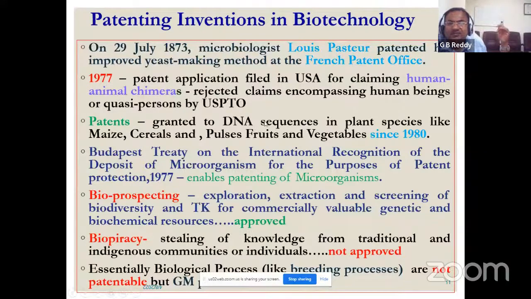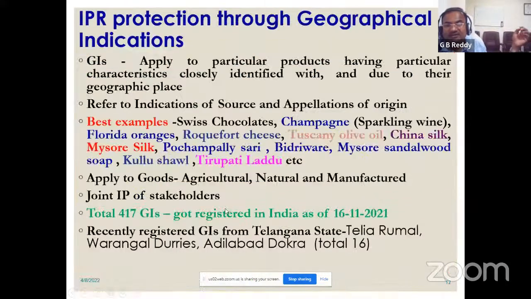Then DNA sequences in plant species like maize, cereals, pulses, fruits and vegetables came to be patented since the 1980s. Today, even microorganisms are patented. These are very minute, tiny microorganisms which are created under laboratory conditions, not naturally created. That's very important. If they are naturally created, sexually produced, then there is no question of granting a patent. But if they are not biologically produced, but produced under laboratory conditions, even microorganisms can be patented. This is the practice from the 1980s onwards in the USA and other countries, right?